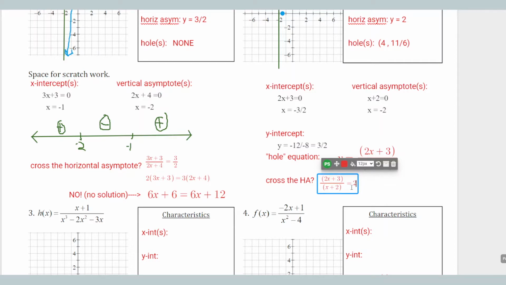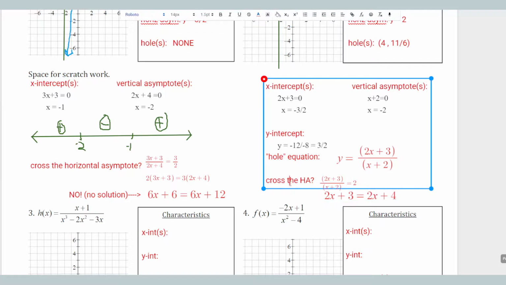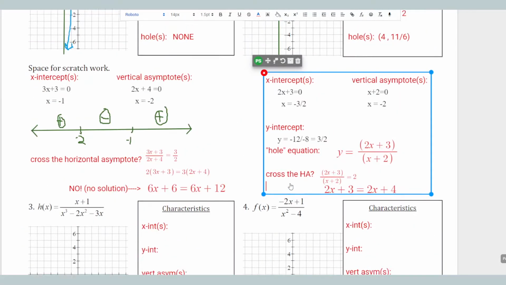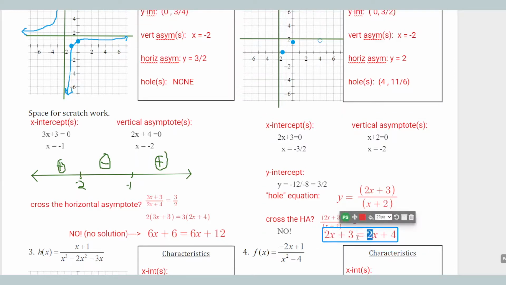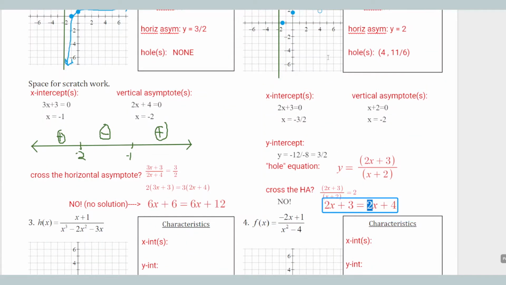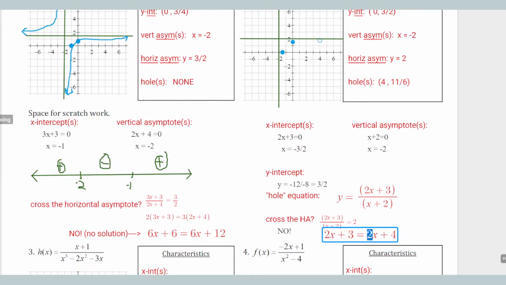And so let's find out, if I multiply both sides by x plus 2, then I'm going to get 2x plus 3 equals 2x plus 4. And hopefully you see right away that this is going to have no solution. So the answer to this question is going to be no. And you can see that if I subtract 2x from both sides, I'm going to get 3 equals 4, which is not true.